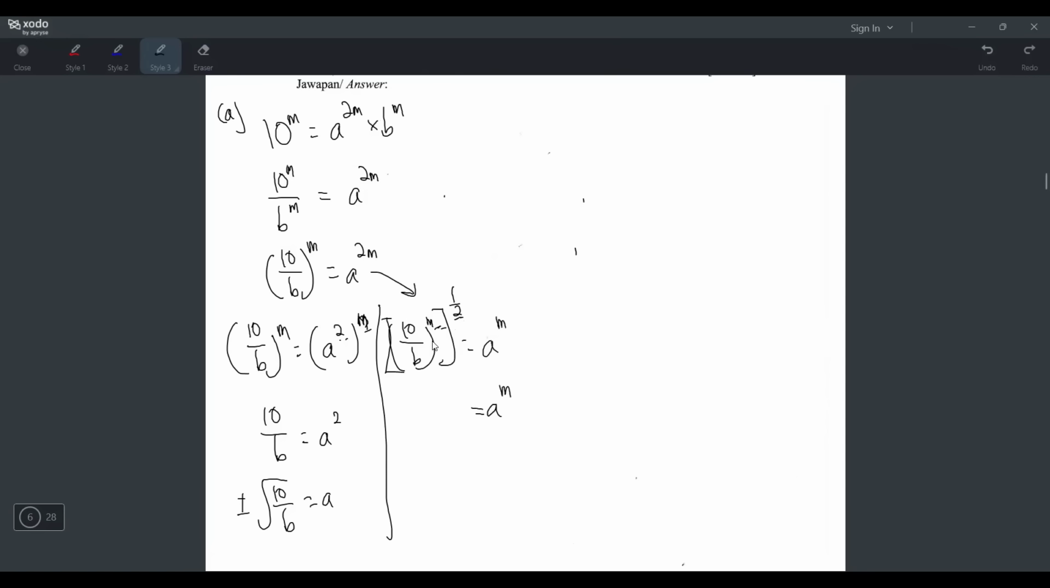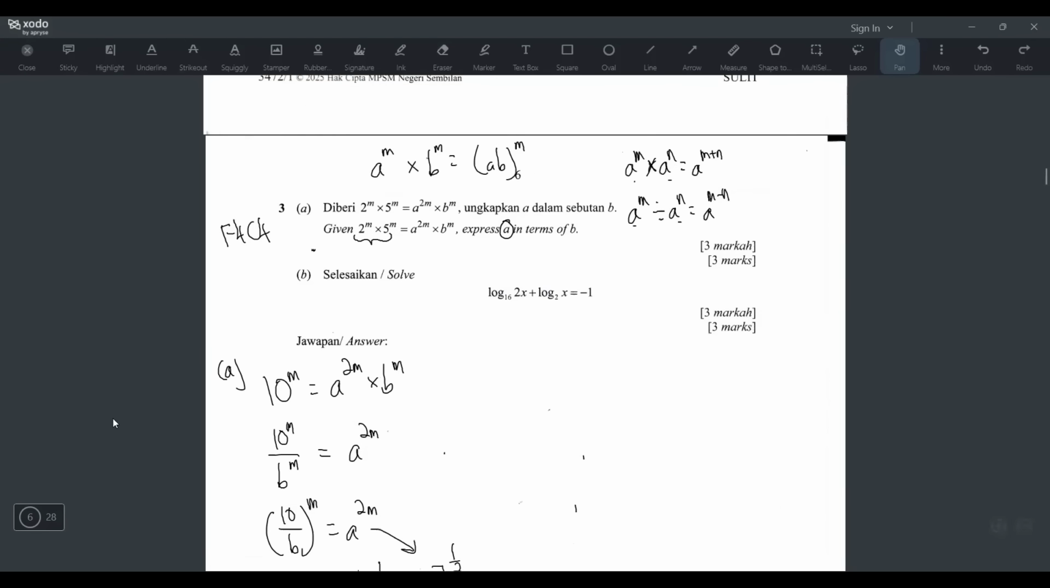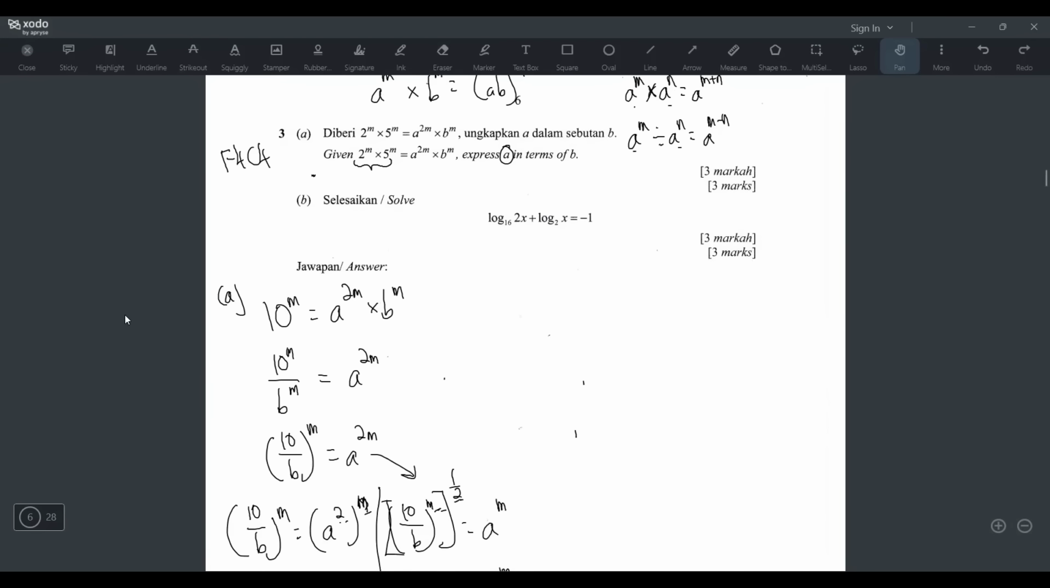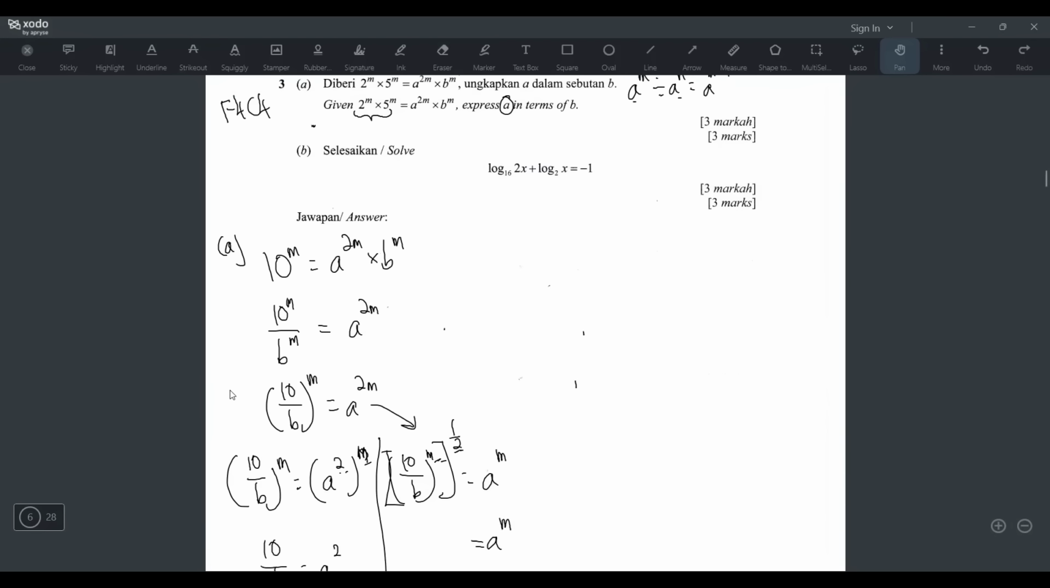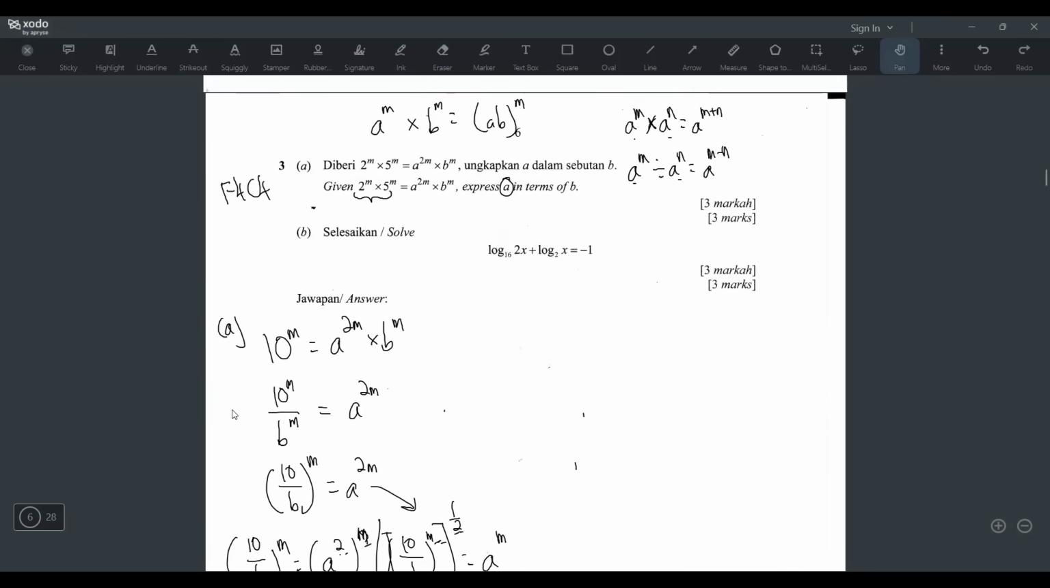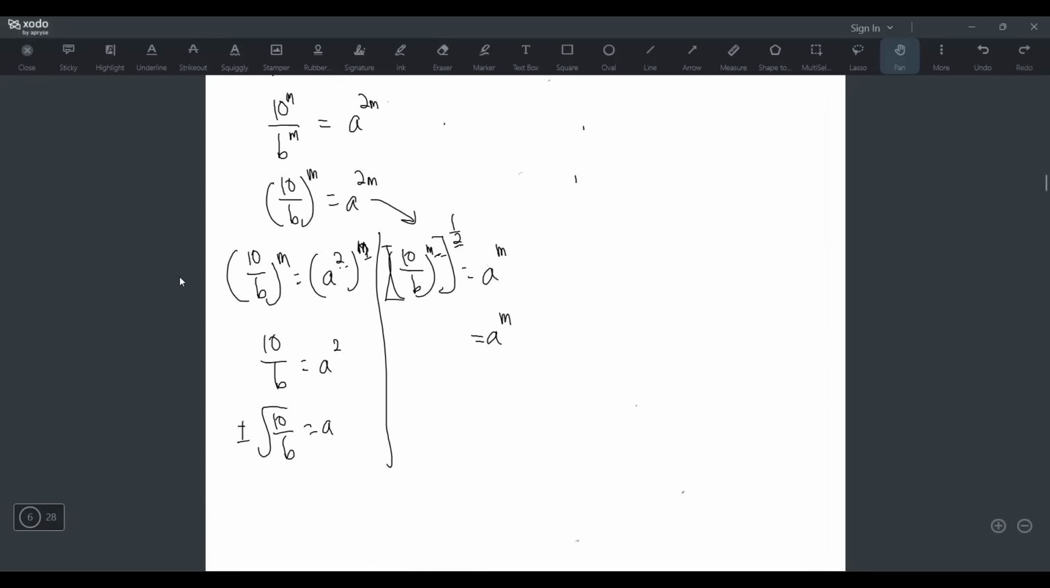Wait, I feel like I made some mistake. Okay, wait. 10 over b power m. 10 over b power 1. Okay, this one is m over 2. Wait, b power m. Guys, this one is 10 power m divided by b power m, right? So 10 over b power m, and then I want to find a. So, oh yeah, correct.